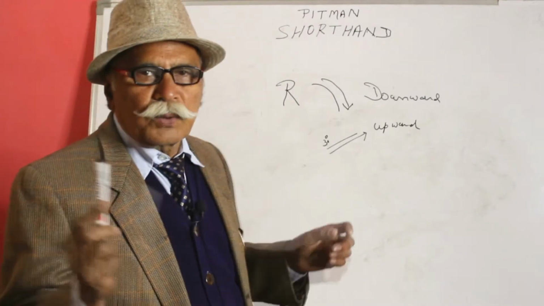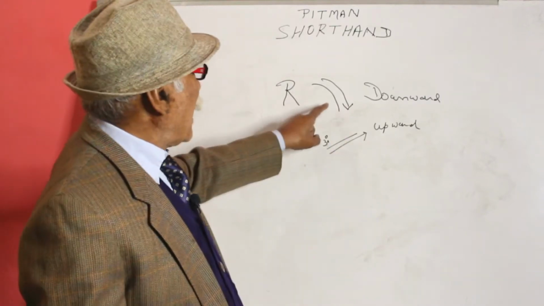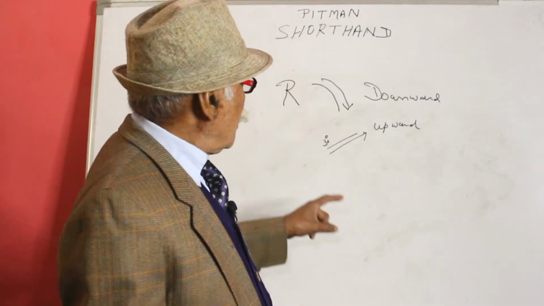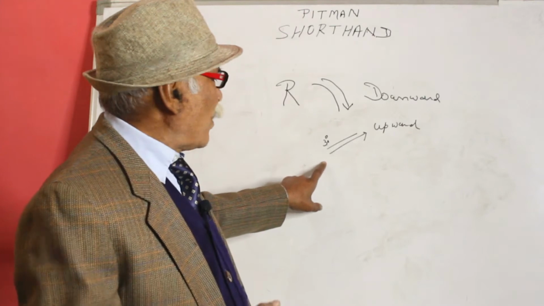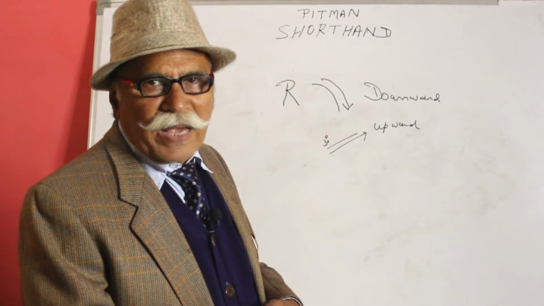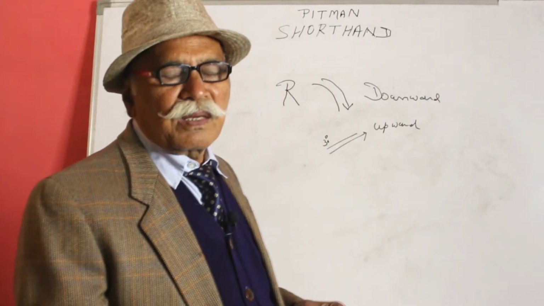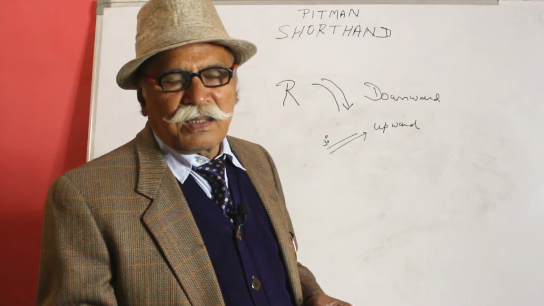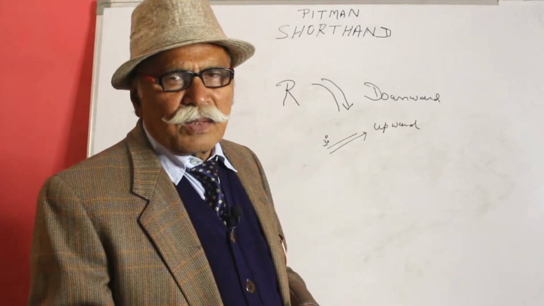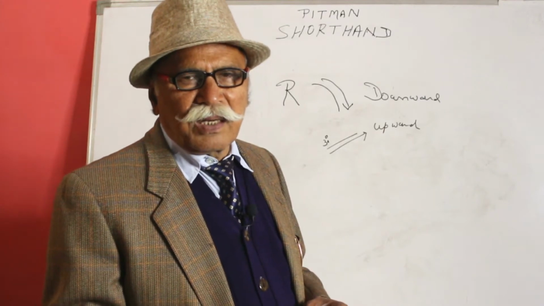So R is used in two types, downward and upward. Downward is used in curve style, upward is used in straight. The upward is used from down to up at a 30-degree angle. So these are the modes of making the consonant R, downward and upward. Now I will tell you at what time these alternative R are used.